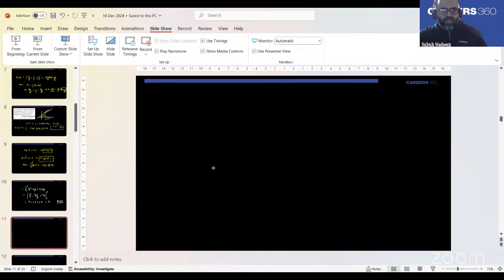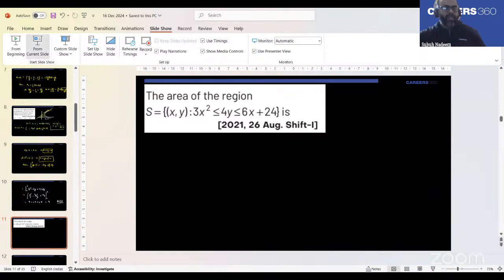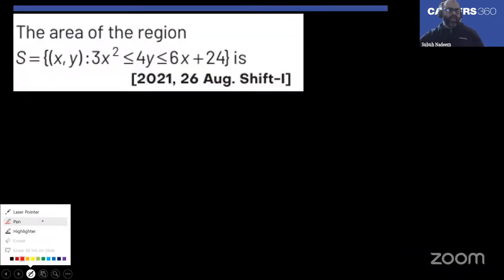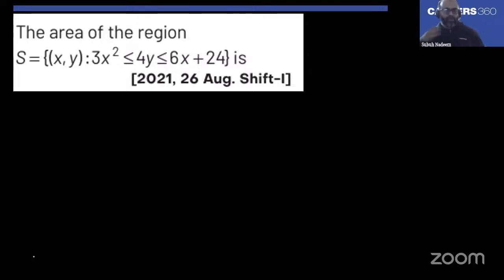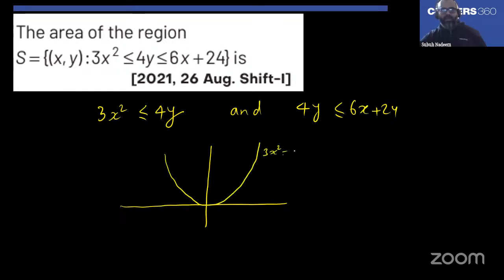अब हमारे पास जो नेक्स्ट क्वेश्चन है वो ये है. सो इट इज सेइंग कि उस सेट के x, y पॉइंट्स हमें लेने हैं जहां 3x² ≤ 4y और 4y ≤ 6x + 24 है. ठीक है. तो x² = 4y का जो ग्राफ होता है वो एक अपवर्ड ओपनिंग पैराबोला होता है. दिस इज 3x² = 4y.